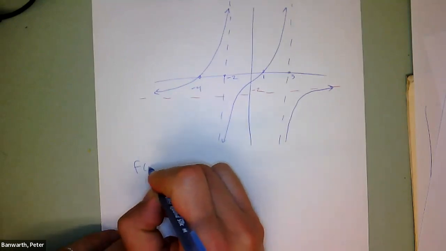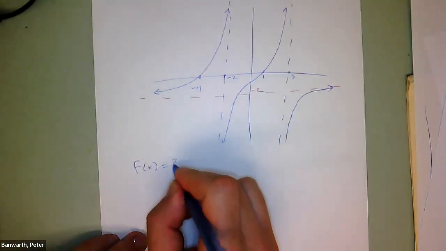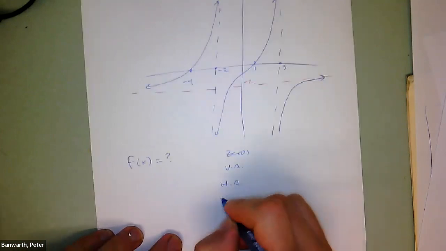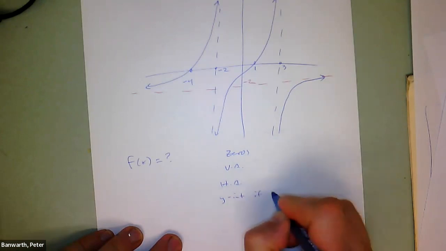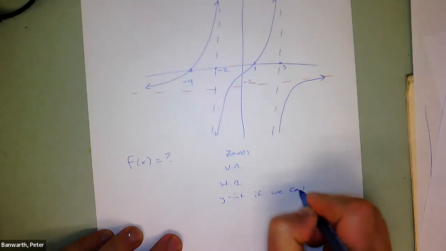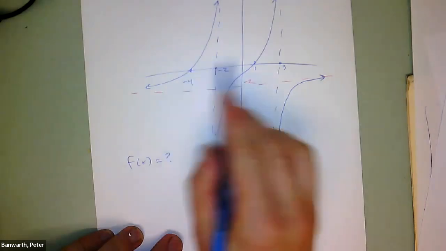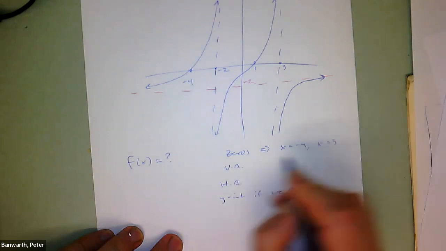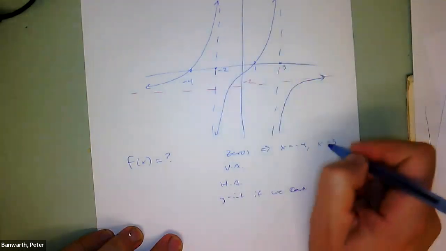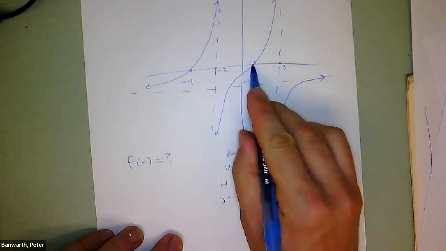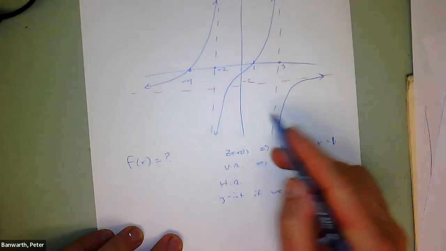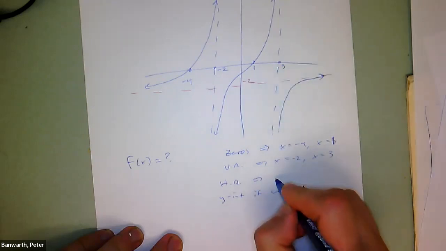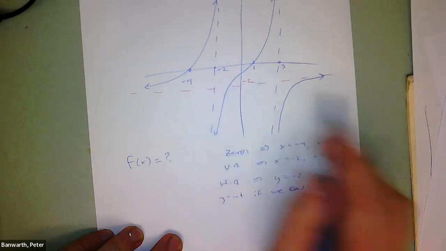Okay. So again, we're just going to identify our information. We're going to find the zeros, the vertical asymptotes, the horizontal asymptotes, and the y-intercept if we can. So the zeros are where my function crosses, x equals -4, x equals 1. The vertical asymptotes, oh, not 3, that should be a 1. Vertical asymptotes are x equals -2 and x equals 3. Horizontal asymptote is y equals -2.